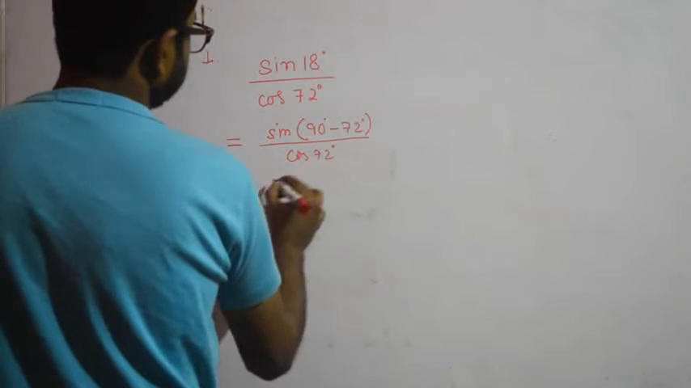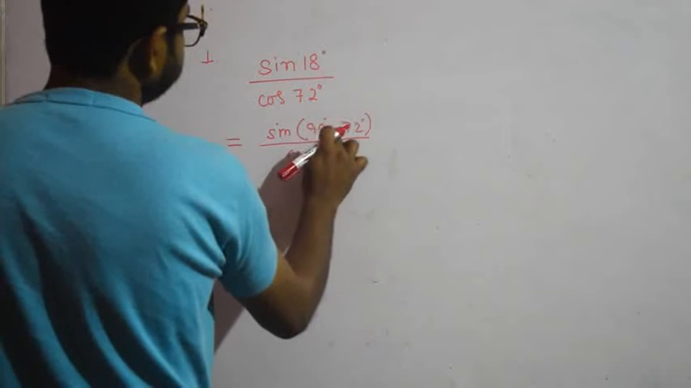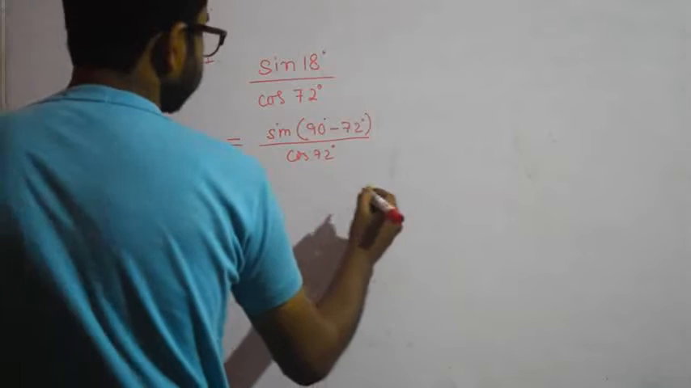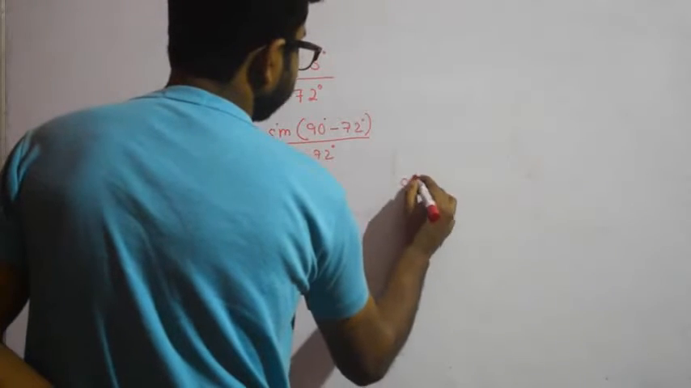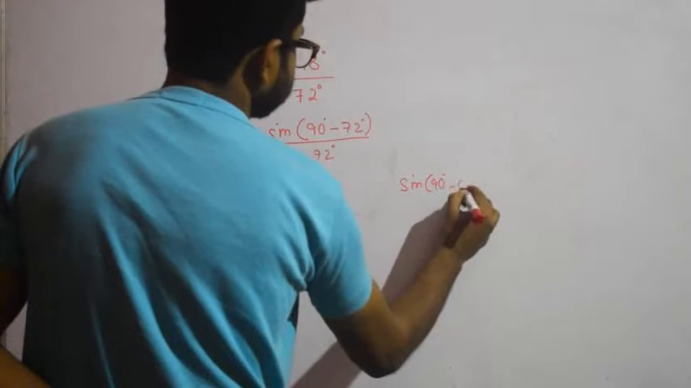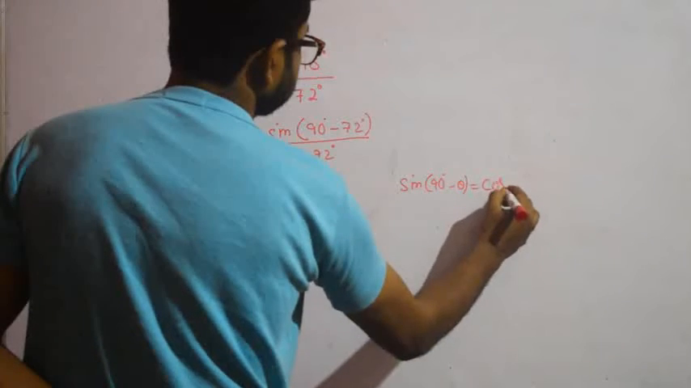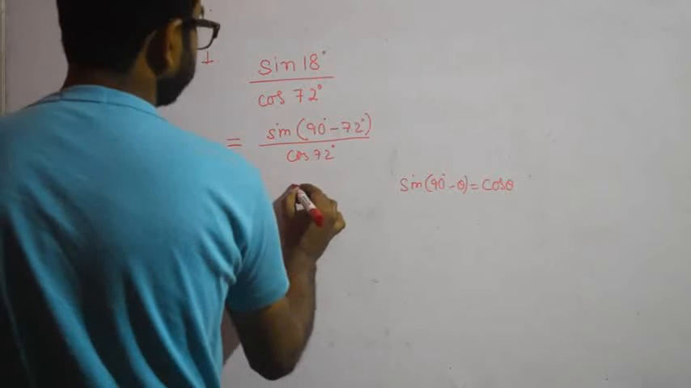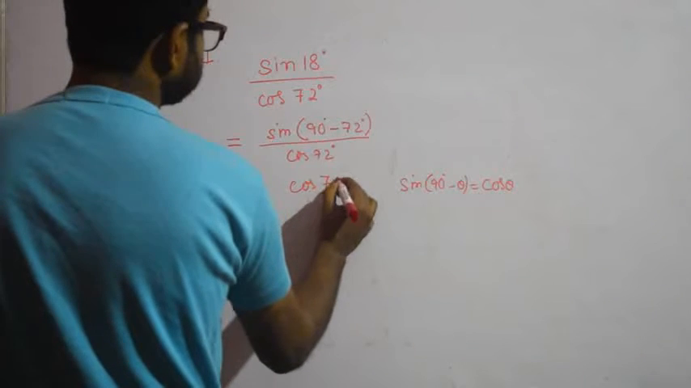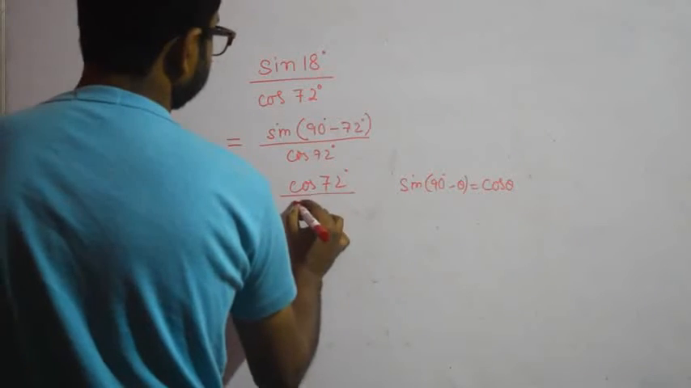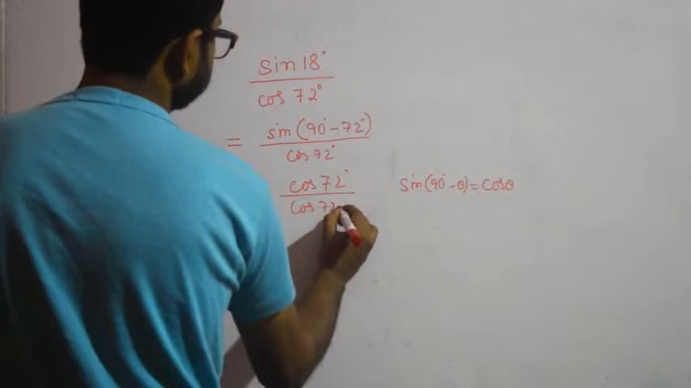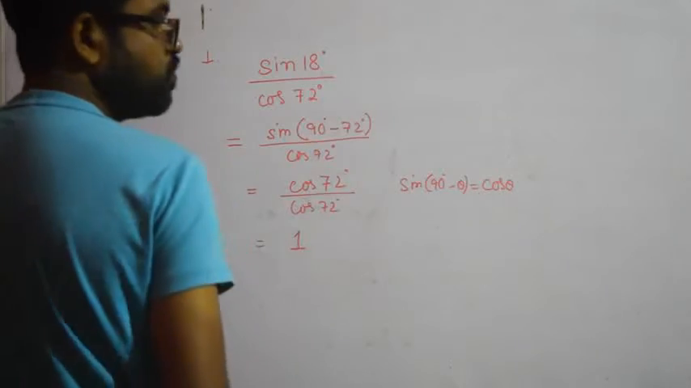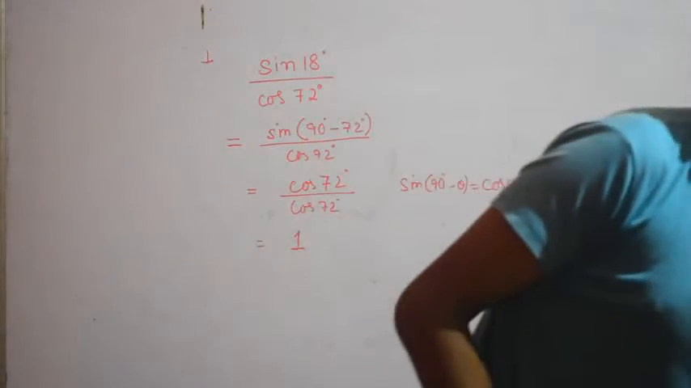And in sine 90 minus theta, theta in this case is 72 degrees. Sine 90 minus theta is equal to cos theta. So here sine of 90 minus 72 will be equal to cos 72, divided by cos 72. So cos 72 by cos 72 will be equal to 1. So this is a very easy question.